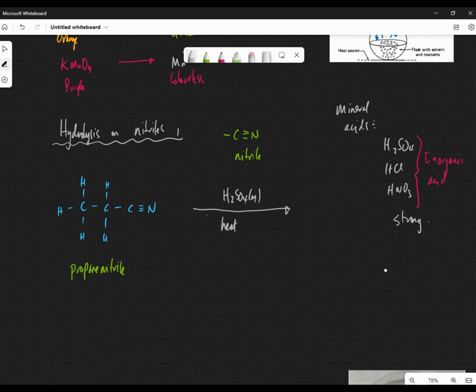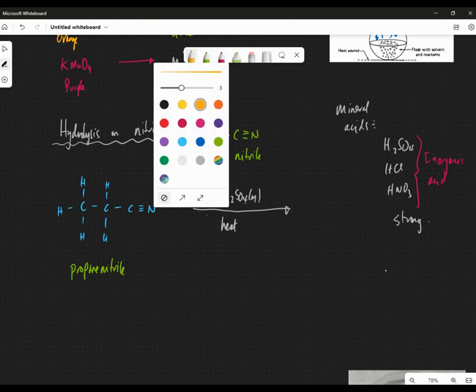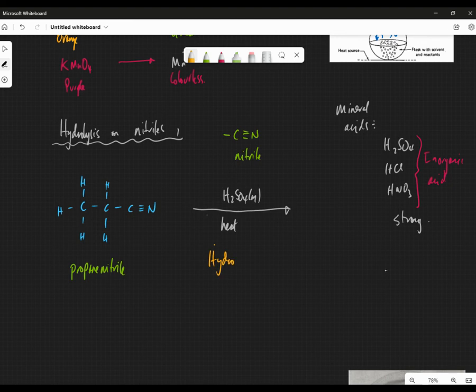So if we heat a nitrile up with a strong or a mineral acid, the nitrile will undergo a process called hydrolysis. Let me write that down. This is known as a hydrolysis, and you will get the corresponding carboxylic acid. So if I ended up with propane nitrile, I'd end up with propanoic acid, and there you go. Now, interestingly, what does the syllabus say?